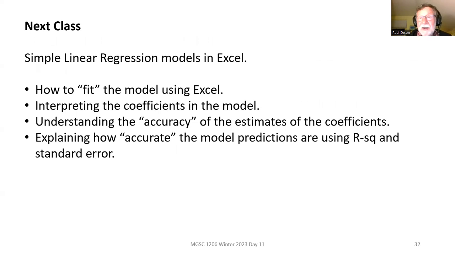And then actually the hard part comes. Getting Excel to give it to us is easy. But now I get the output back from it, and I get an estimated slope and estimated intercept. What do those numbers mean? Can you interpret them? Could you explain them to somebody else?